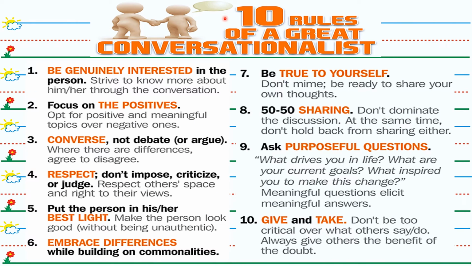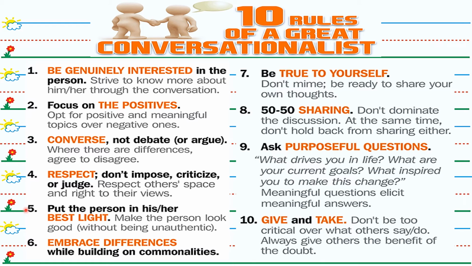Now, class, if you want to be a person with very good communication skills, these are the 10 rules you have to consider. Number one, be genuinely interested in the person. It means to know more about him or her through conversation. Number two, focus on the positives, meaning to say do not talk about negative things. Number three, converse. Do not debate, do not argue. Number four, respect. Do not impose or criticize or judge other opinion or interests.